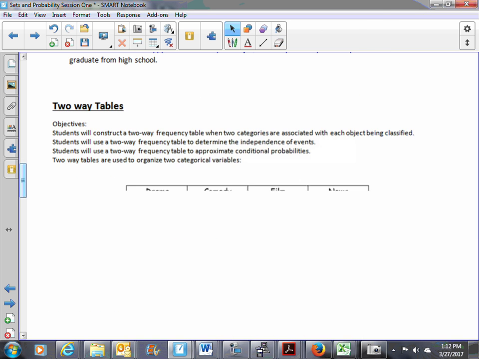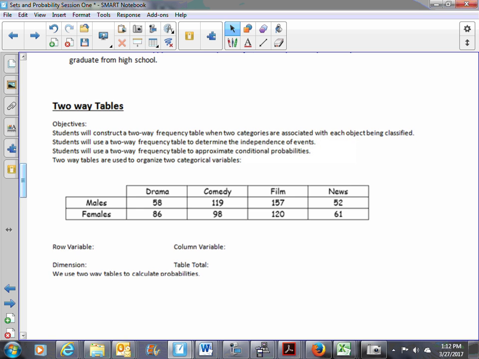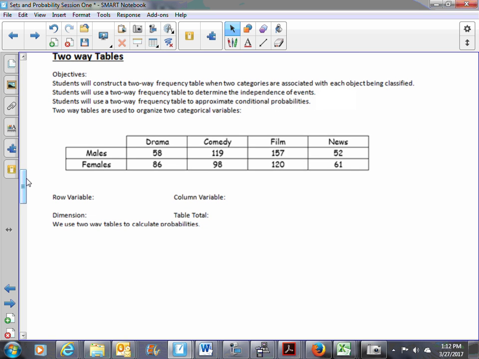For the next example, we're going to be dealing with two-way tables. Two-way tables can give you data or information, and you have to look at the table and read the question that's asked to figure out how many are this or that or the other thing.